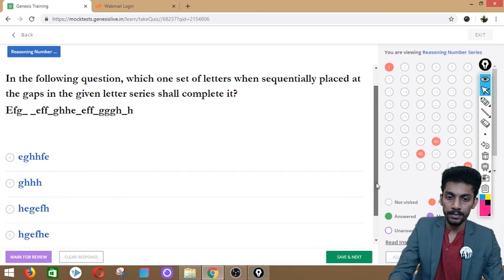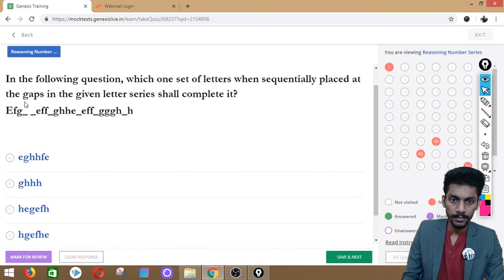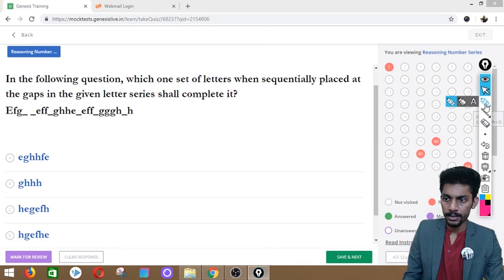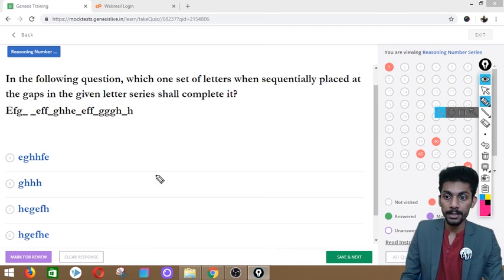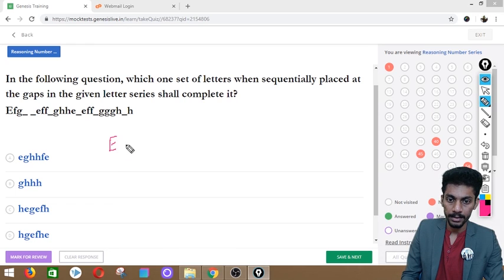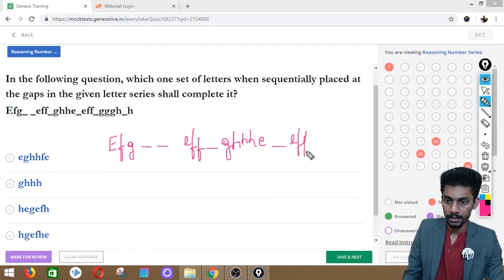Let's solve question number 54. 54 says, in the following question, which one set of the letters when sequentially placed at the gaps in a given letter series shall complete it? So the series is E, F, G, dash, dash, E, F, F, dash, G, H, H, E, then you have E, dash, E, double F, dash, G, G, G, H, dash and H.